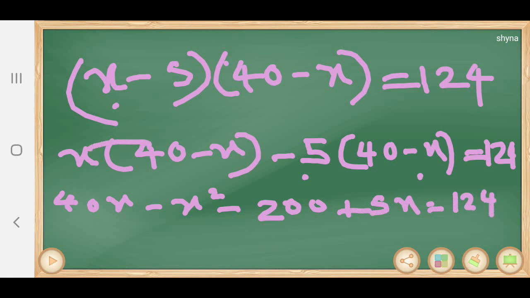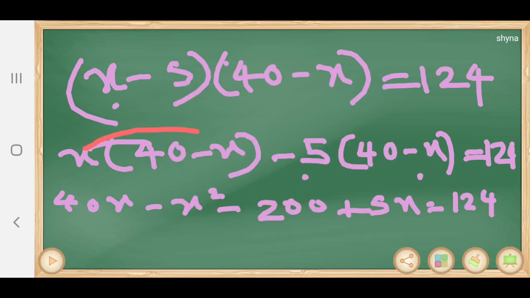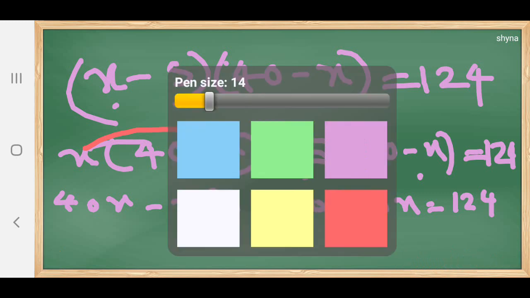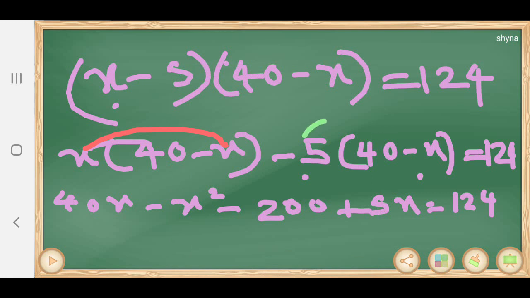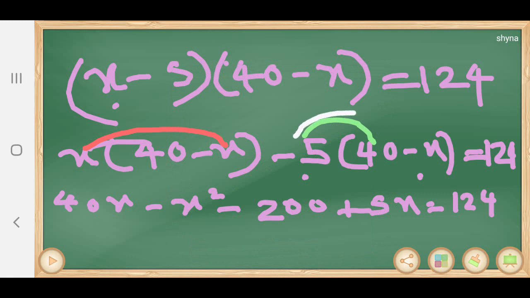x into 40. Next, x into minus x. Next, minus 5 into 40. Next, minus 5 into x. Okay. Then 40x minus x square minus 200 plus 5x equal to 124.